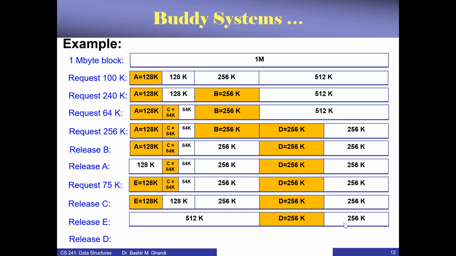Suppose finally we have D released. If D is released, now it's good news, because its buddy is already free. So it will not just be returned in the linked list of 256. No, the two buddies will be combined together to form 512. But that 512, its buddy is also available. So the two will now be combined together to actually form a megabyte, just like we started earlier. So this is essentially how the buddy system works.